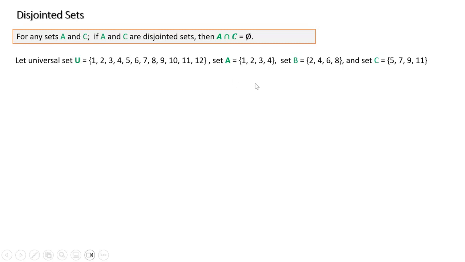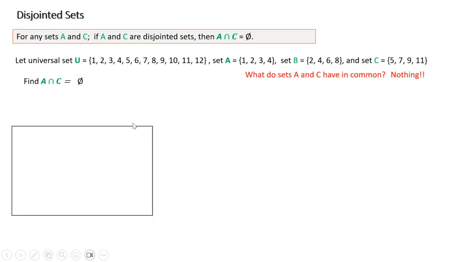Again, we have the same universal set, the same set A, the same set B, but we added the set C, which is 5, 7, 9, 11. Okay, find A intersects C, right? What do A and C have in common? We have a 1, 2, 3, 4. The 1, 2, 3, 4 are not in C, so it's going to be the empty set. Nothing. So my answer is the empty set.